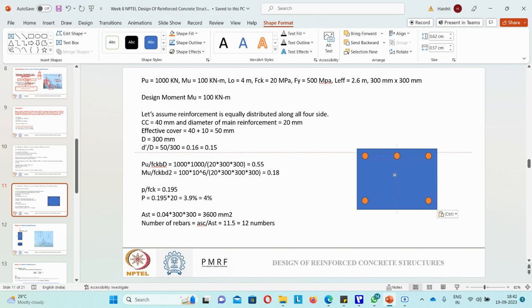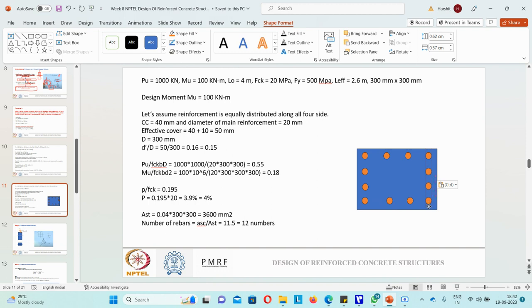Then here I need to accommodate 1, 2, 3, 4, 5, 6, 7. Two more on each side. Okay. So equally spacing we can keep, and we can design two rebars more. So like this, the rebars will come. Okay, equally distributed along all the four sides. So these are 12 number of rebars.